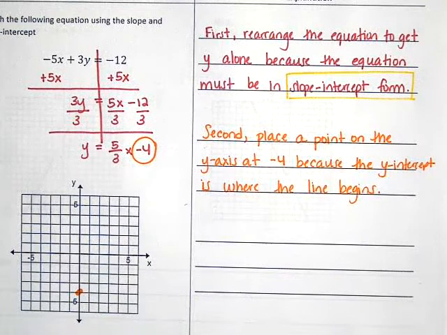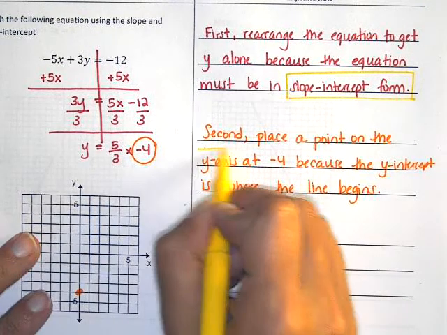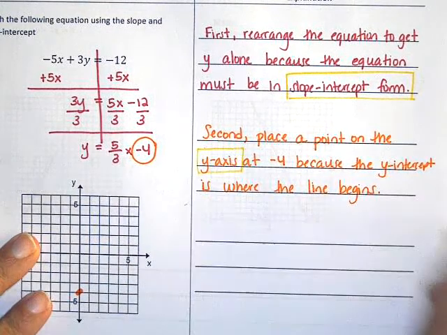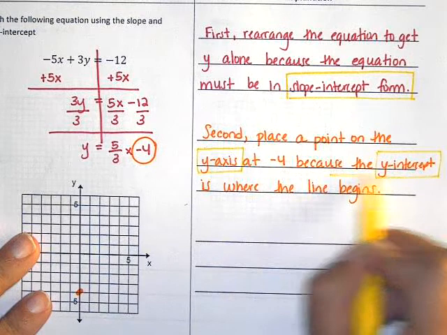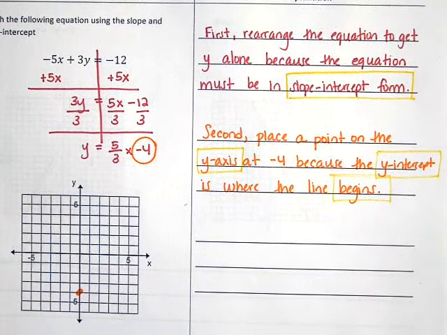Now you'll notice again that this sentence started with a sequencing word and that there are some key vocabulary words that we used here. We said y-axis, we said y-intercept, and we said begins because that's where the letter B comes from when we say y equals mx plus b. So it's really important that you're using those key vocabulary terms as you're writing these sentences.